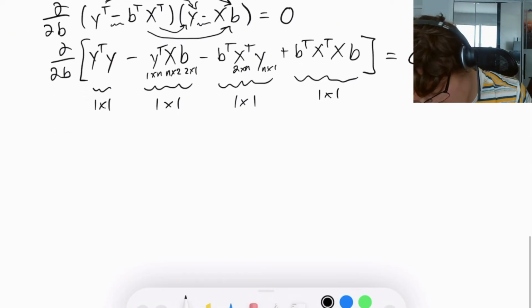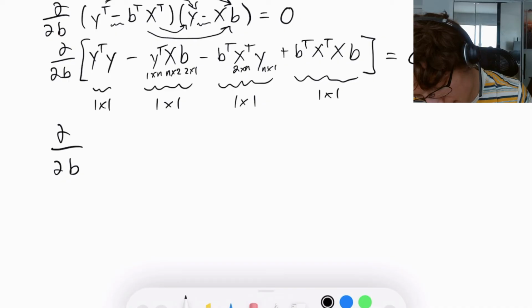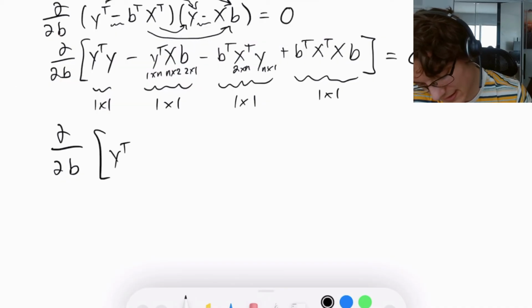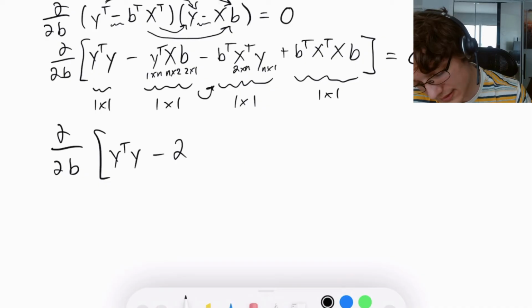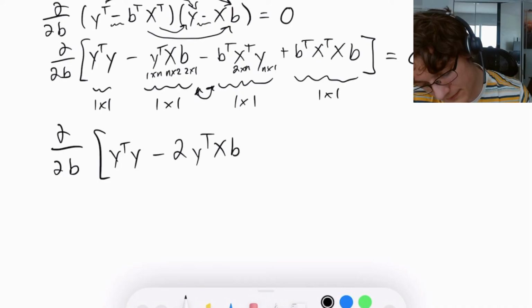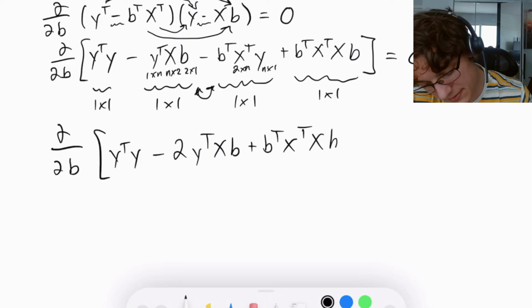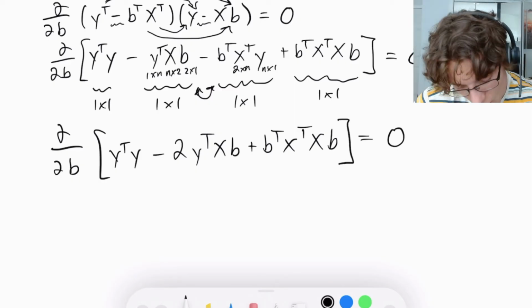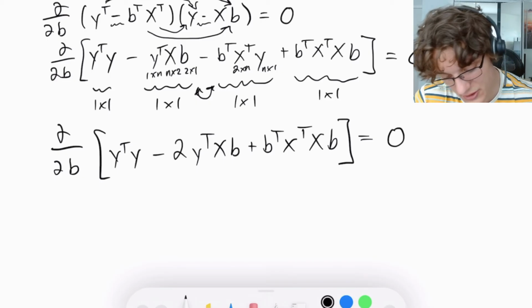So what we can do is we can say partial derivative with respect to B, Y transpose Y minus 2. Now we can choose either one of these, but I'm going to choose the one with just plain old B. So minus 2 Y transpose XB plus B transpose XB. And now we can go ahead and partially differentiate.